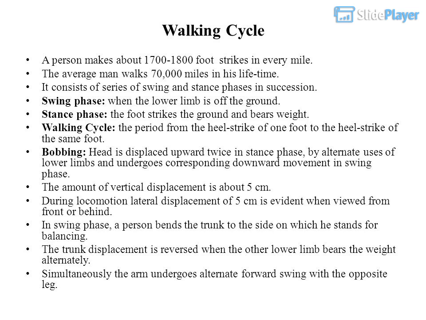Bobbing: the head is displaced upward twice in stance phase, by alternate use of the lower limbs, and undergoes corresponding downward movement in swing phase. The amount of vertical displacement is about 5 centimeters. During locomotion, a lateral displacement of 5 centimeters is evident when viewed from front or behind. In swing phase, a person bends the trunk to the side on which he stands for balancing. The trunk displacement is reversed when the other lower limb bears the weight alternately. Simultaneously, the arm undergoes alternate forward swing with the opposite leg.